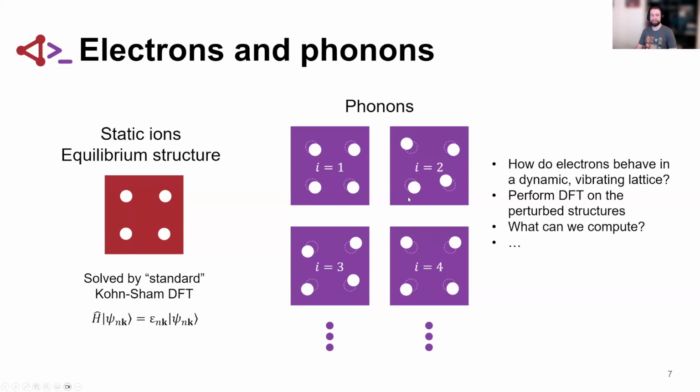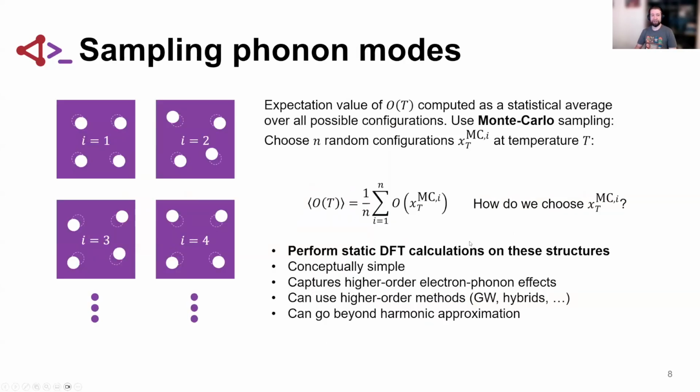And so the question really is, how do electrons now behave in a dynamic vibrational system? We want to perform DFT calculations also in these perturbed structures and then do some kind of averaging. And the question is also, what can we even compute? And so to get a little bit more specific, once we look at these displaced structures, the first question is, okay, how can we even perform statistical averages here? What do we do in order to get our band structure renormalization?